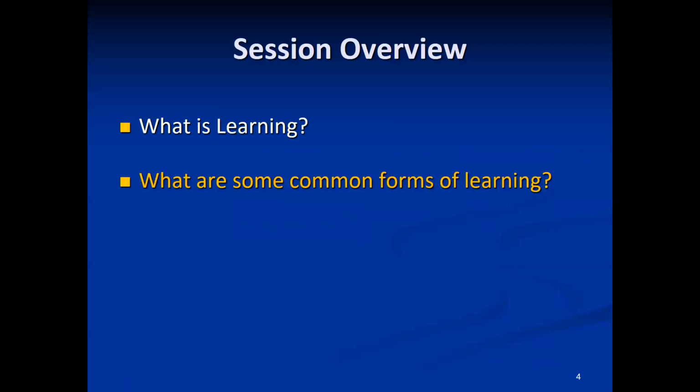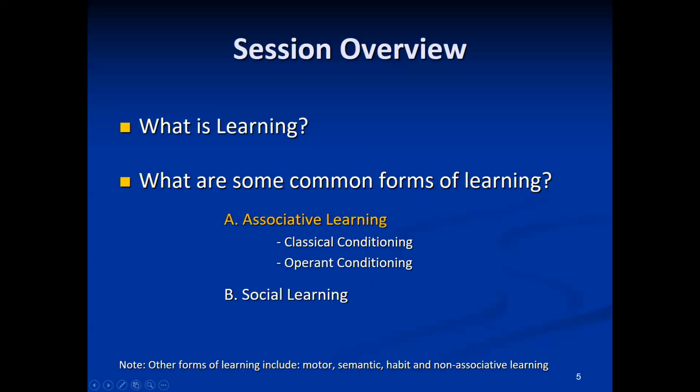The next question to be addressed is, what are some common forms of learning? There are many forms of learning. Motor learning is acquiring physical skills. This is achieved via practice. Semantic learning is acquiring knowledge. This is achieved by rehearsal or mental cogitation.